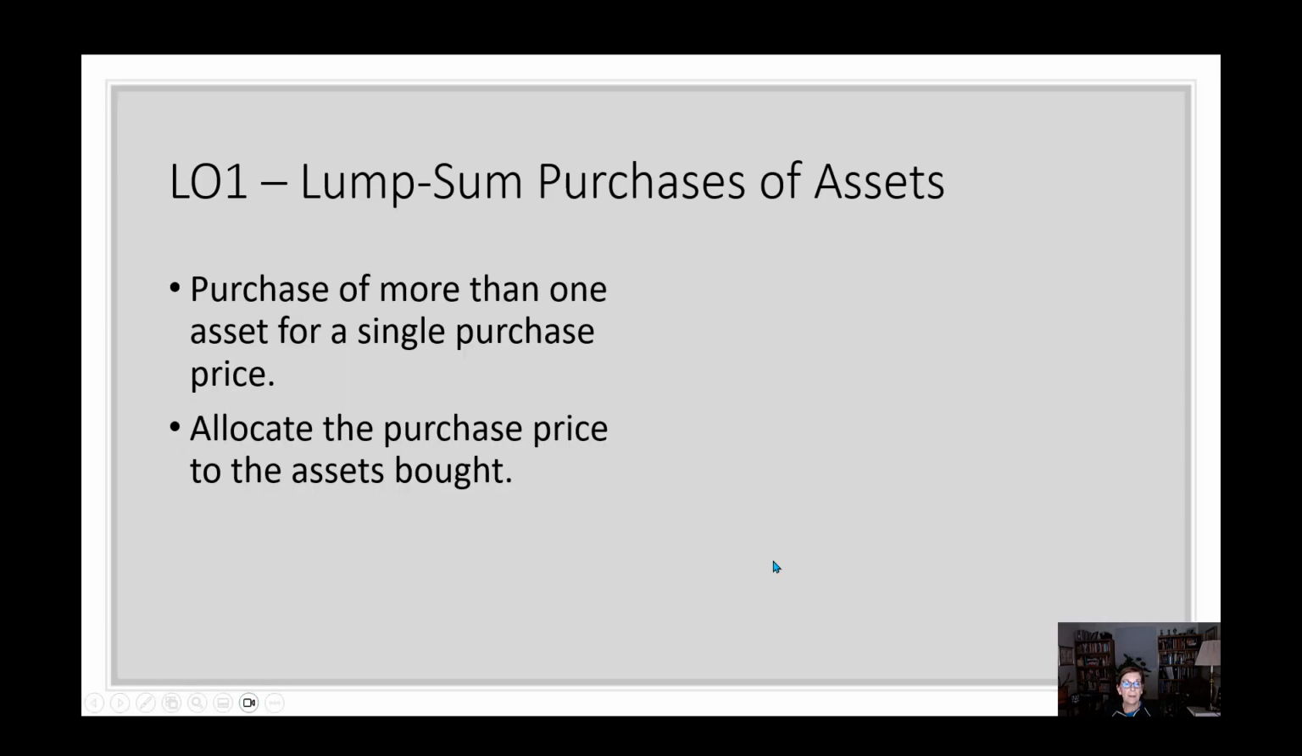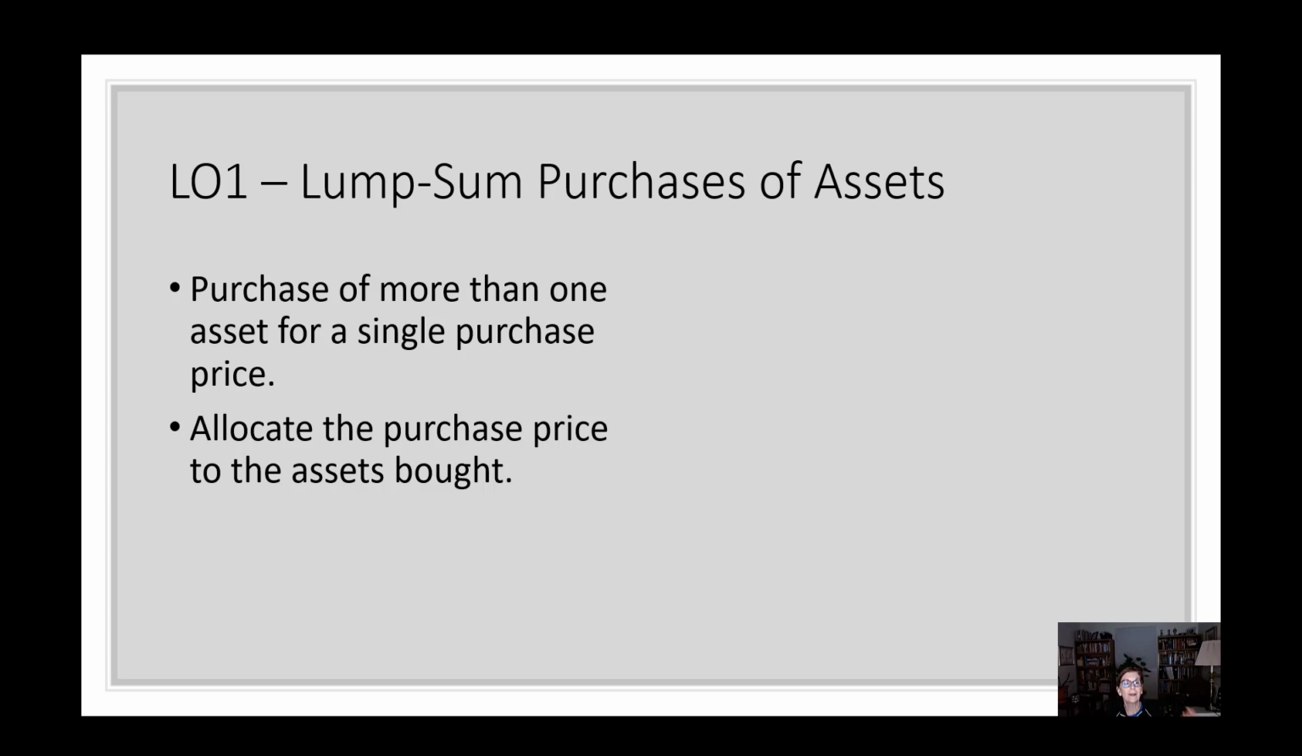Now, sometimes companies buy more than one asset at a time for a single price. And that's what we're going to take a look at here. Now, what we're talking about is not identical assets. So, for example, if a company bought, say, 3 delivery trucks and they paid $210,000 for the 3 delivery trucks, and they were all identical, you would just divide the $210,000 by 3. You would have $70,000 for each of the trucks, right? That's not what we're talking about here.